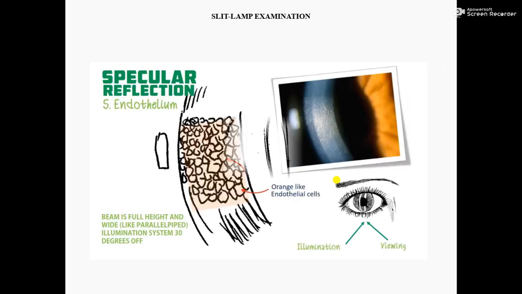Next, specular reflection. It is used to analyze the corneal epithelial cells as well as looking at the structure of the anterior and posterior lens capsule. Here the beam is full height and wide like the parallelepiped. The illumination system should be 30 degrees off.